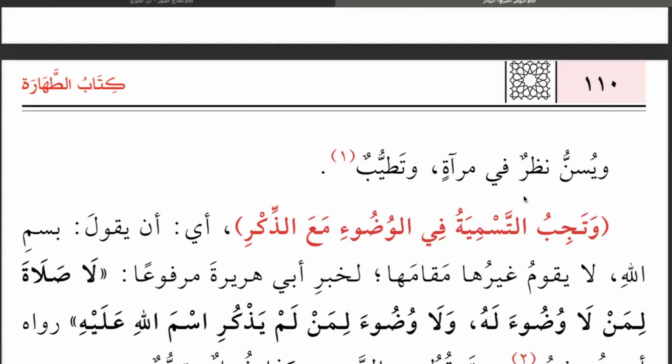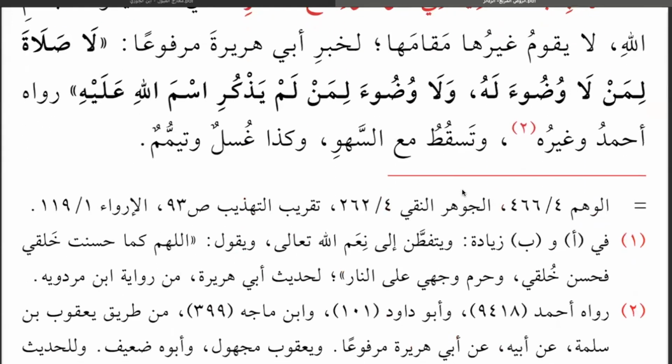And the dua that is mentioned, اللهم كما أحسنت خلقي فحسن خلقي. Some of the ulama said that the dua is authentic, but not necessarily attached to looking into the mirror. So, ويسن نظر في مرآة, but also not to be extreme in the matter. وتطيب, it's recommended to put good perfume or smell for the person to always smell good. ويسن نظر في مرآة وتطيب.